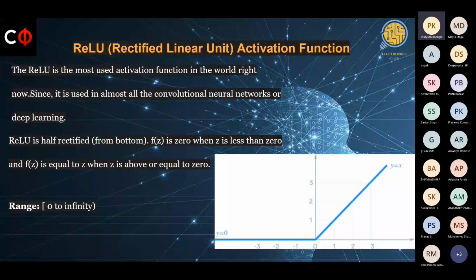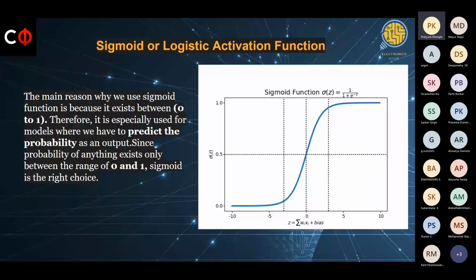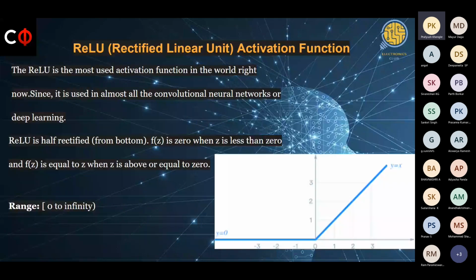I believe you guys know what functions are. You put in some value, you will get some value. So activation functions are nothing but functions based on which our neurons are going to return some value. If you input some x, it will give some y.